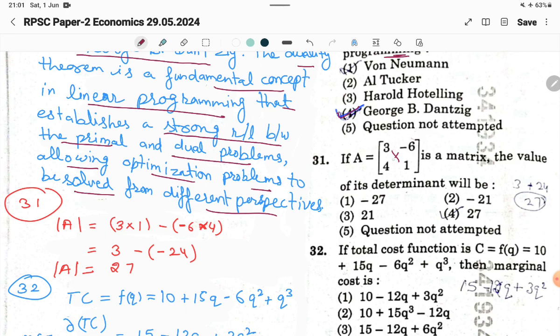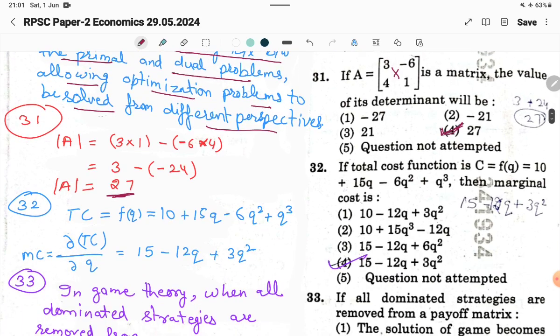We multiply the 3 into 1 and minus the 4 into minus 6. So 27 will be the answer. So 4, with the 27, will be the correct answer.